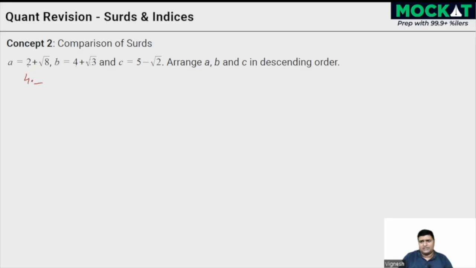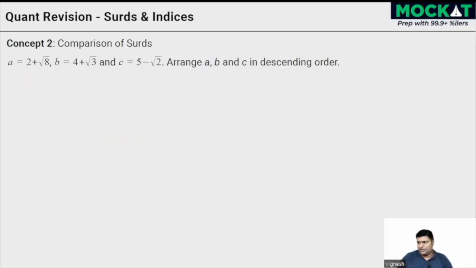B is what? 4 plus root 3. Root 4 is 2, root 1 is 1, so root 3 is 1 point something, between root 1 and root 4. So this is 5 point something. C is 5 minus 1.4 or something like that, and that comes to 3 point something, right? What's it in descending order? Largest first is B, and then the next largest is A, and then C, right? Write down the point something, and you can close it out.